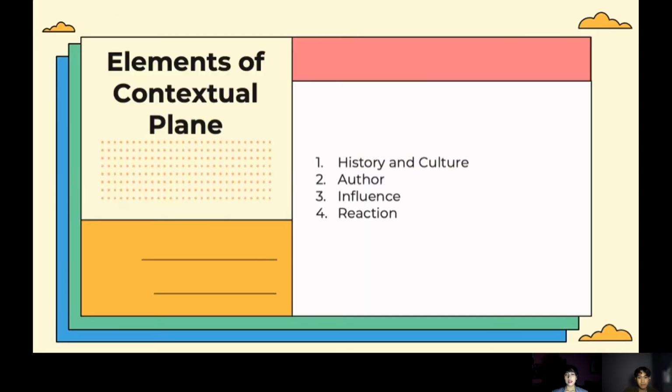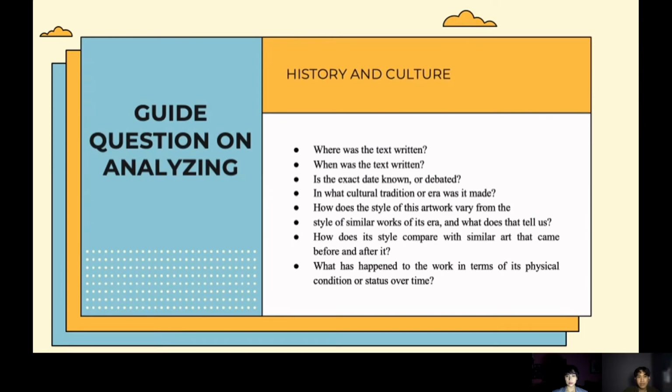Next. Let's now proceed to the elements of contextual plane. Number one, we have the history and the culture. Number two, we have the author. Number three, its influence. And number four, the reaction. So, this is just a guide for identifying a contextual plane art. Next. In this part, we are going to discuss the guide questions on analyzing using the elements of a contextual plane art, history and culture.